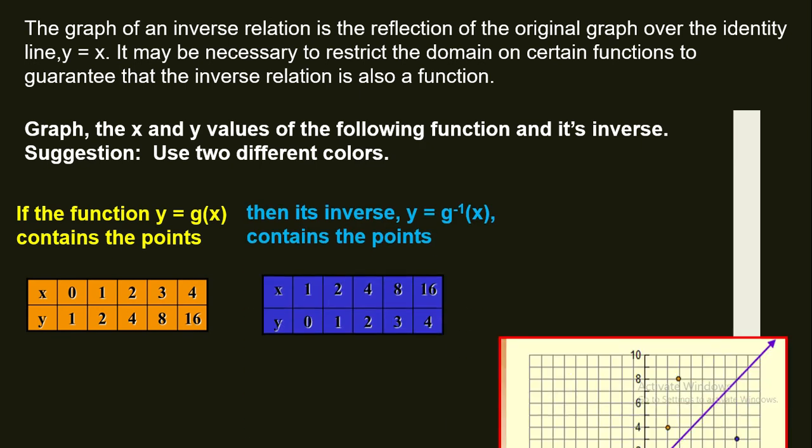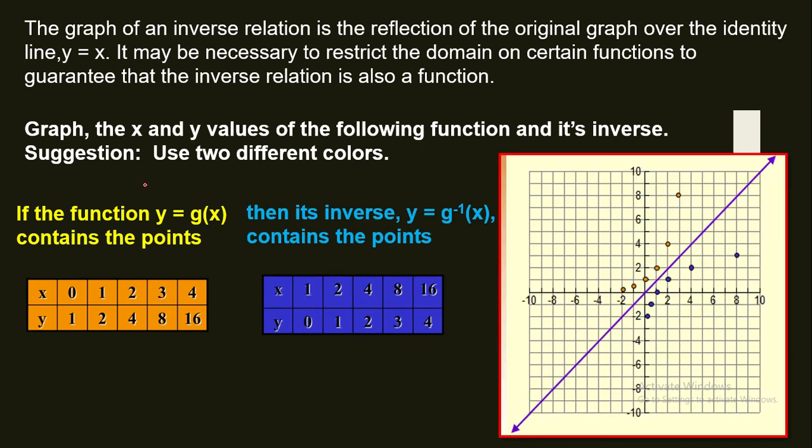Ito, example tayo. So, graph x and y values. So, if the function y is equal to g of x, ganito siya. Ang x natin is 0, 1, 2, 3, and 4. Ang y natin is 1, 2, 4, 8, and 16. So, pag ginraph mo siya dito, guys, ito siya yung kulay yellow. Okay? Ito. Ito siya. Yan. Okay?